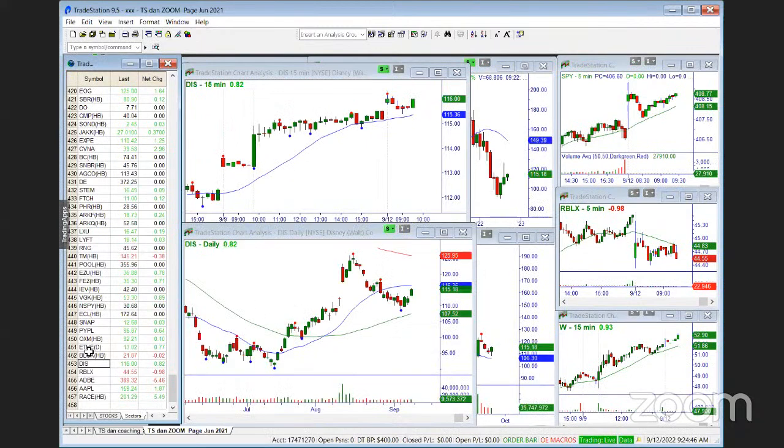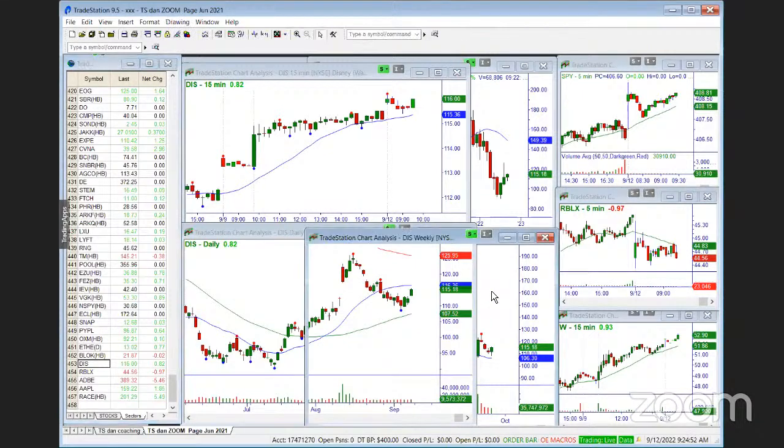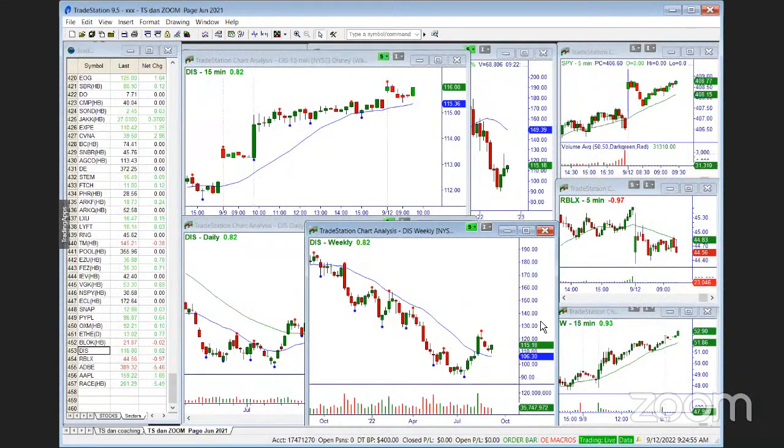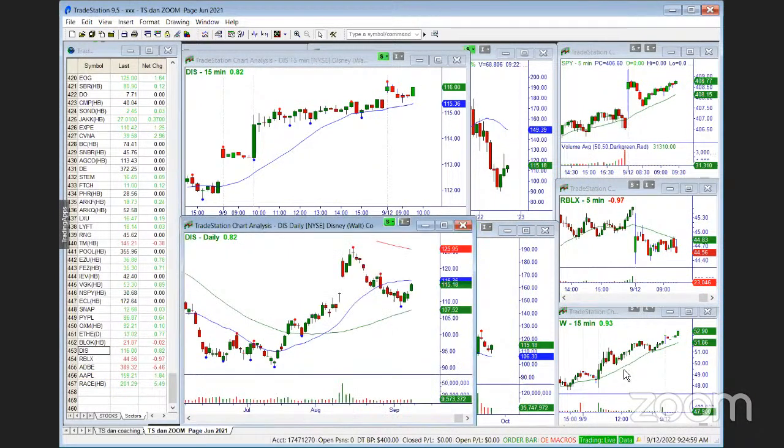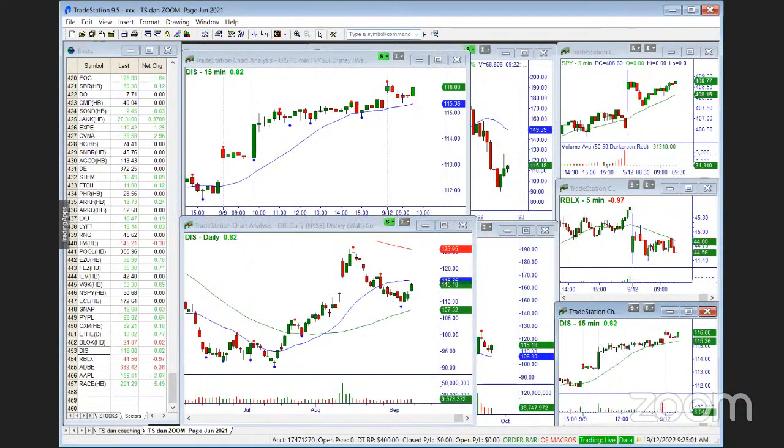Disney was in the news. All right, this looks fantastic. Making the turn here at the 50 and a buy setup on the weekly. Target 130 maybe. So Disney looks great. Let me put that in this bottom window. That's a tier 1. Looks great.